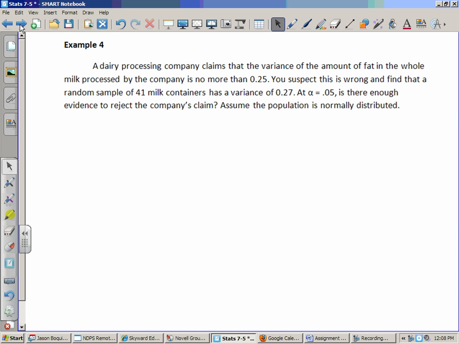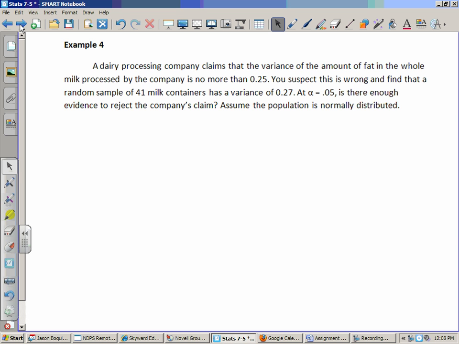So what's the one thing I haven't really said here? Do we need a minimum number, or do np and nq have to be anything here? No, because that chi-squared table has all the information you need. You get it right out of there. So is there enough evidence to reject the company's claim?